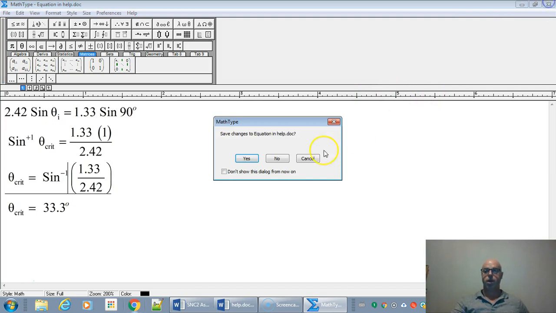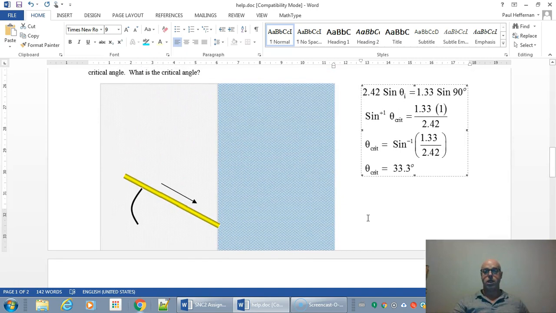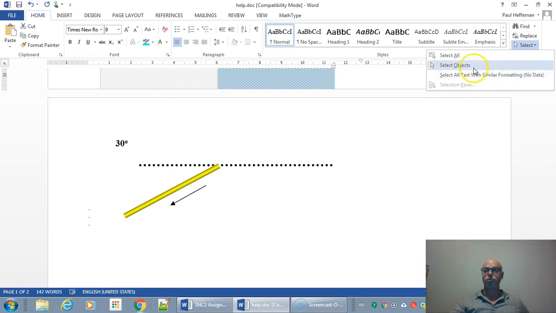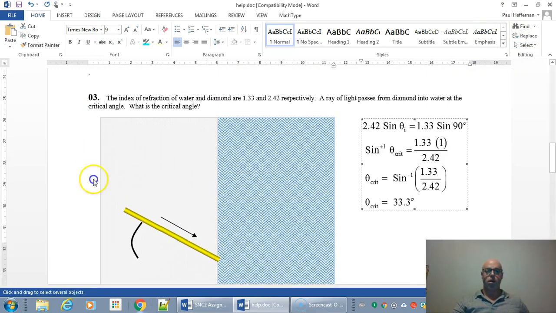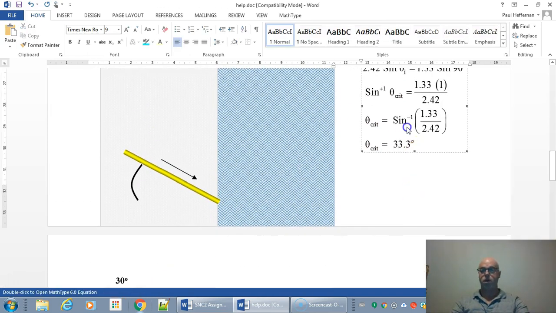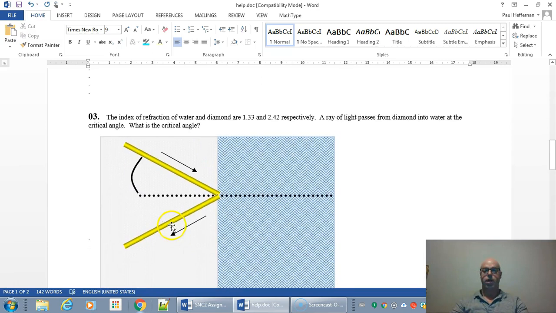All right, so anytime you go from diamond into water, if you come in at a 33-degree angle, it's going to make it come out at a total internal reflection. If it comes in at 33.3, it'll bounce off at 33.3, and technically the refraction is 90, so it just doesn't happen.